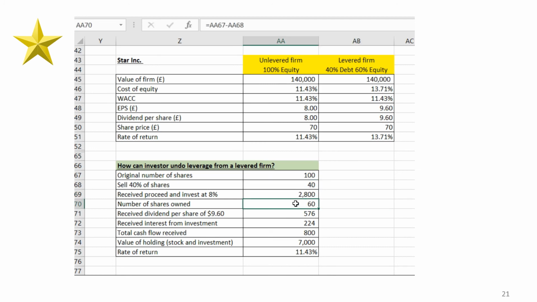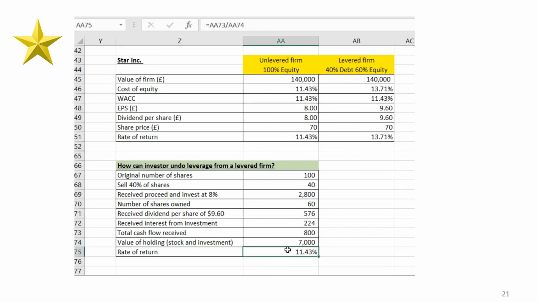The number of shares owned by the investor is 60 shares. At the end of the year, he will receive dividend per share of £9.6 from the levered firm. He also received interest from his investment at 8%. The total cash flow received by the investor is the summation of both the cash flows. The value of the investor holding is the value of the stock plus investment.